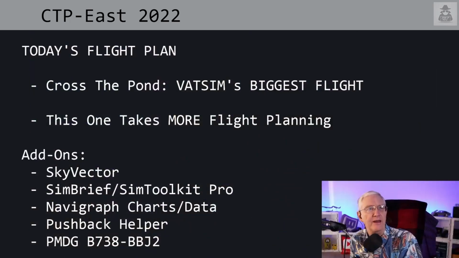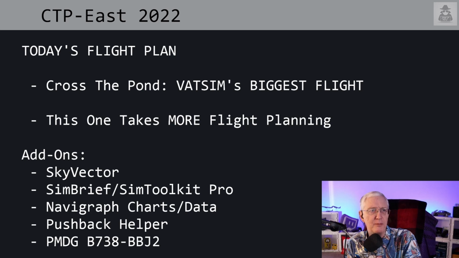And here today to talk about the biggest event ever on VATSIM. It's called Cross the Pond. And it is VATSIM's biggest event. They do it twice a year. And this is such a big event. There's 2,000 airplanes jamming the sim skies over the Atlantic. So this one takes a little bit more flight planning.